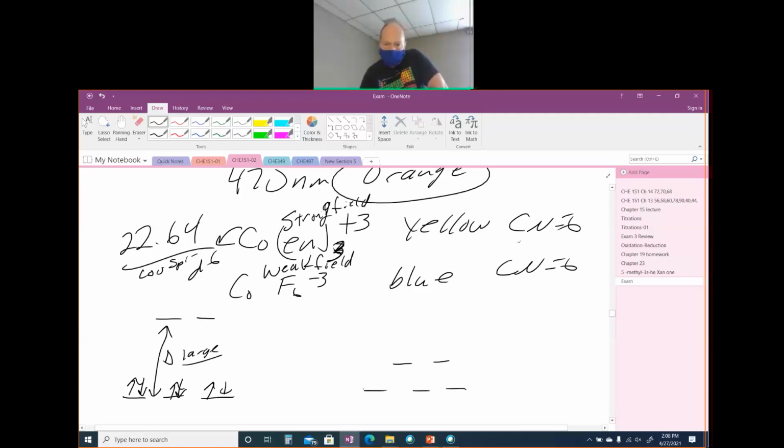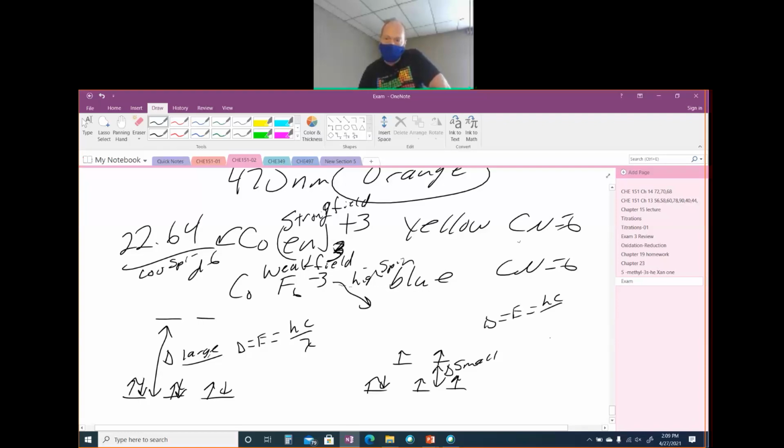All right, so here you have your 6, and it is high spin because you have weak field ligands, and so it goes up here because your delta is very small. And so it would be higher energy to pair than it would be to go up that small amount of energy. And so your D6 is here. And remember, delta is energy, which is equal to hc over lambda. Your delta is equal to your energy, that's equal to hc over lambda.